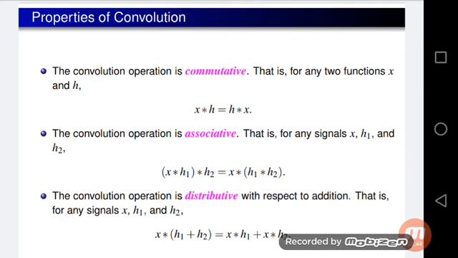The convolution operation is associative, that is, for any signals x, h1 and h2, (x * h1) * h2 is equal to x * (h1 * h2). This is the formula for associativity.